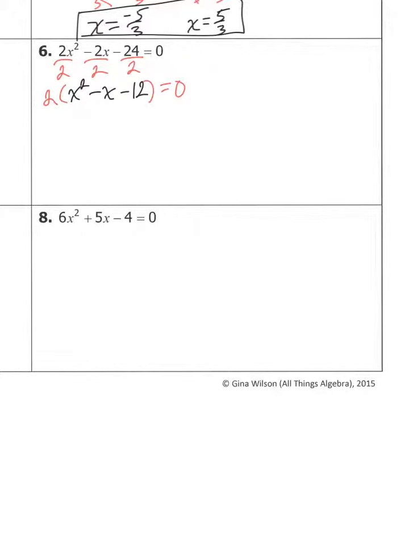If there had been a variable in it, like 2x, I would not be allowed to divide by anything that has a variable in it. And so that's going to cancel, and I get x squared minus x minus 12 equals 0. So once again, if this GCF has a variable in it, you cannot divide it to both sides. So now I'm left with finding the factors of 12 that subtract to give me 1.